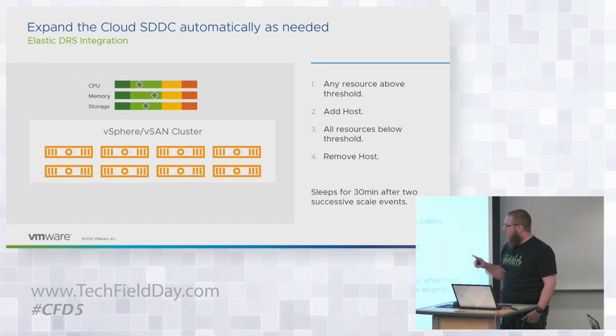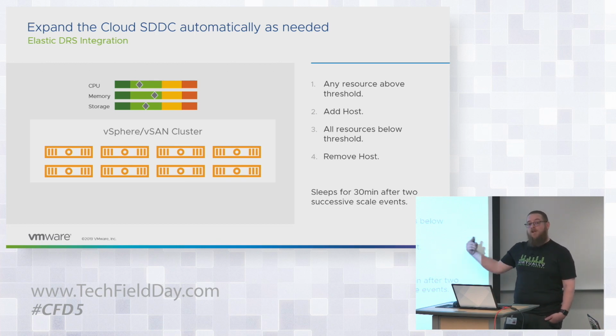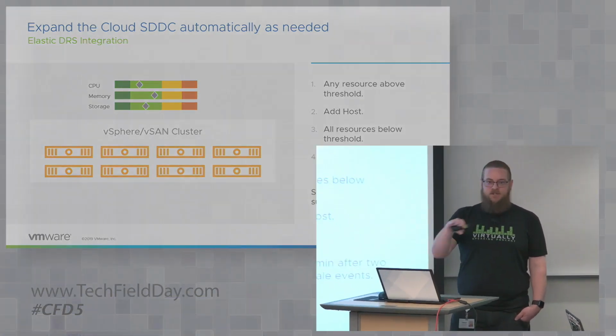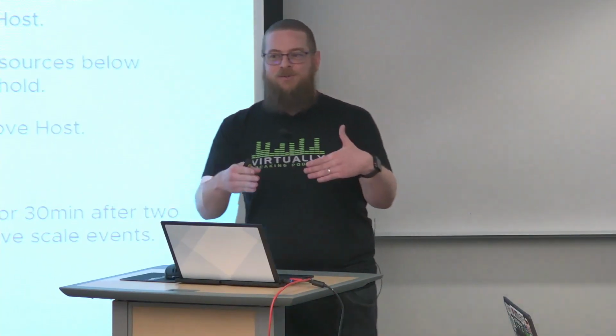The final little note on this is if we subsequently scale up or down twice in a 30-minute period, elastic DRS goes to sleep. And it does that because we don't want to just consume 16 hosts and give a customer a really big surprise bill, right? We'll do our best within reason, but we figure if you go more than 2 hosts in 30 minutes, you probably want to take a look at that as an operations team.